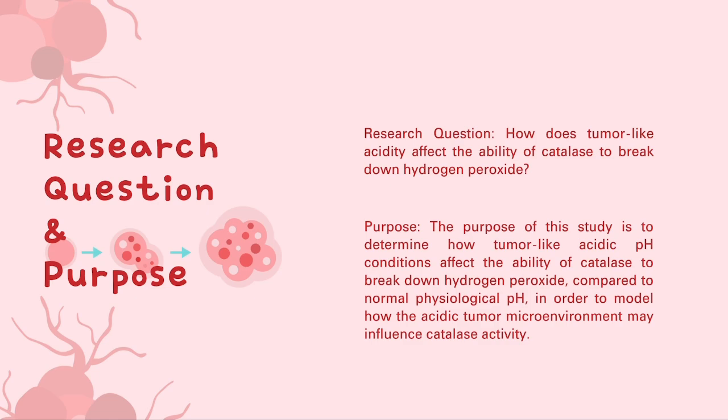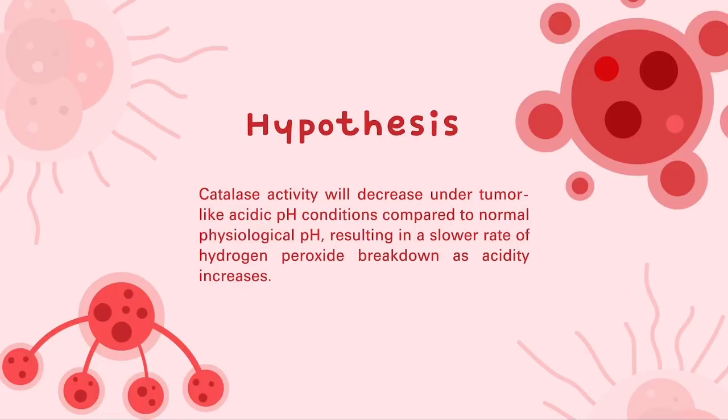The research question is, how does tumor-like acidity affect the ability of catalase to break down hydrogen peroxide? Purpose. The purpose of this study is to determine how tumor-like acidic pH conditions affect the ability of catalase to break down hydrogen peroxide compared to normal physiological pH, in order to model how the acidic tumor microenvironment may influence catalase activity. Our hypothesis is that catalase activity will decrease under tumor-like acidic pH conditions compared to normal physiological pH, resulting in a slower rate of hydrogen peroxide breakdown as acidity increases.